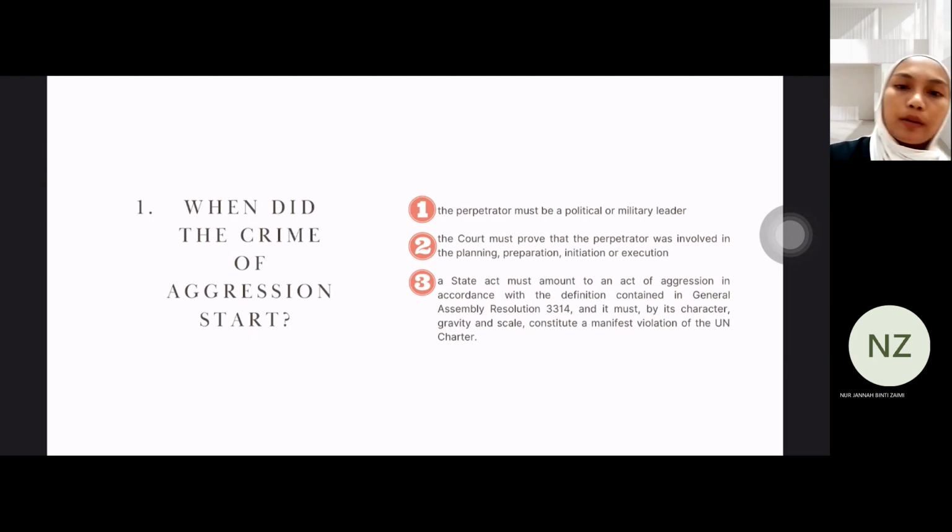The second element is that the court must prove that the perpetrator was involved in the planning, preparation, initiation, or execution of such a state act of aggression.